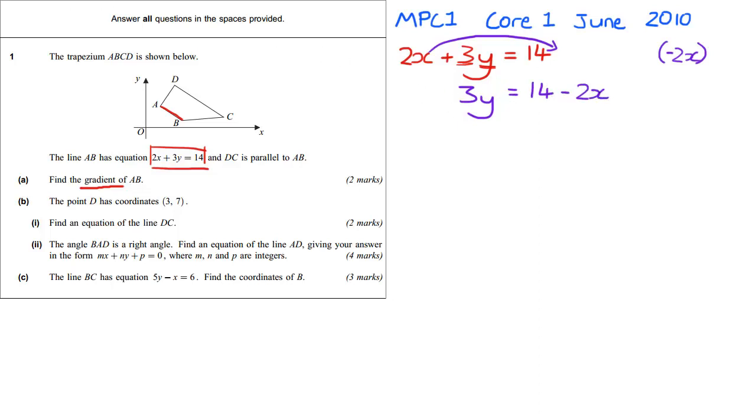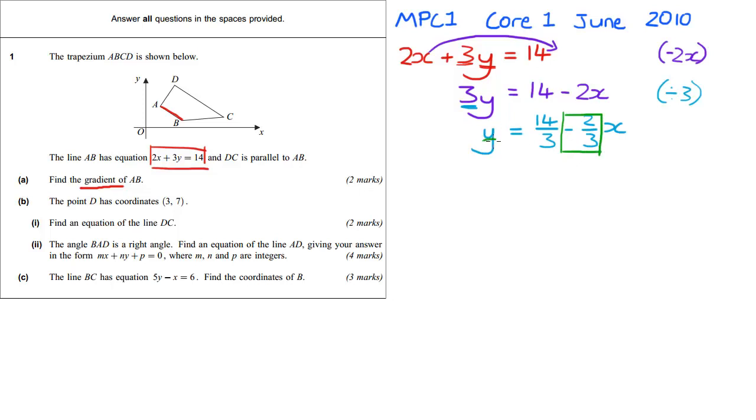So the next thing we need to do is get this 3 out of there, so we just get a single y. So let's divide by 3. If we divide everything by 3, we get y equals 14 over 3 minus 2 over 3 amounts of x. And then we have our answer. Our answer, we'll do it in a new colour, is this here. What is in front of the x is our gradient.